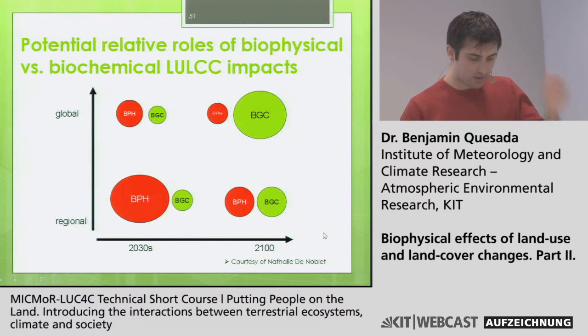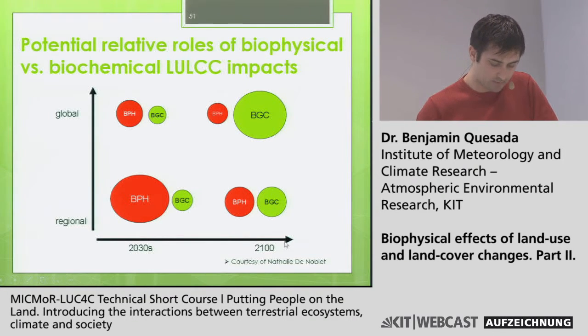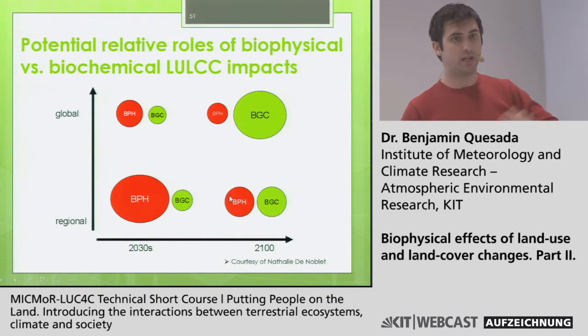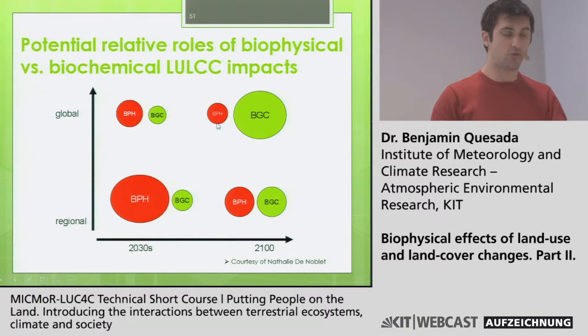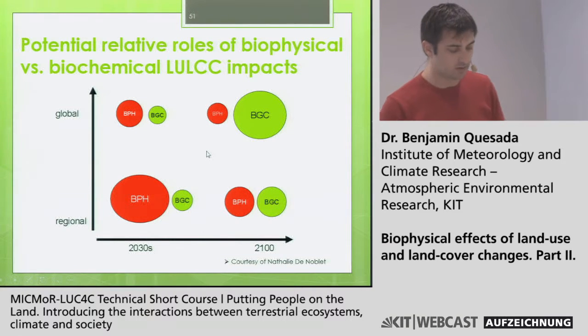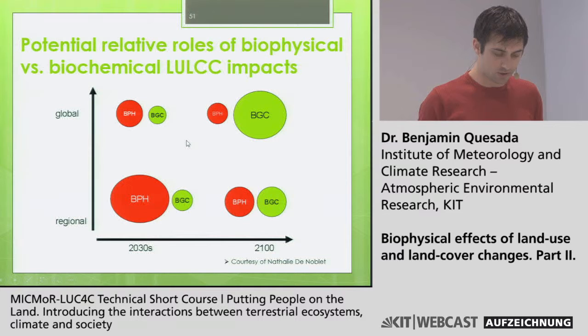So this is a telling picture from Nathalie de Noblet showing the potential relative roles of biophysical versus biogeochemical effects of land use and land cover changes, as you saw with Joe. At global scale now, the biogeophysical effects are quite balanced with the biogeochemical effects. At regional scale, they can have really strong effects nowadays.